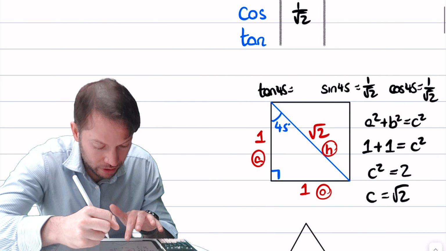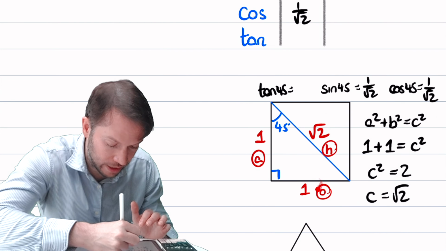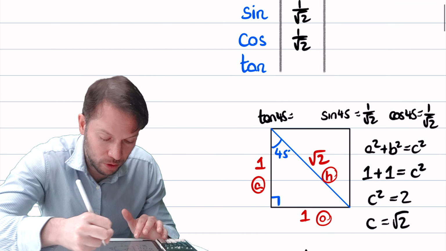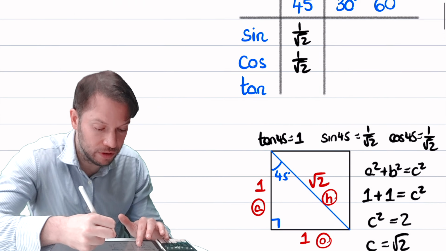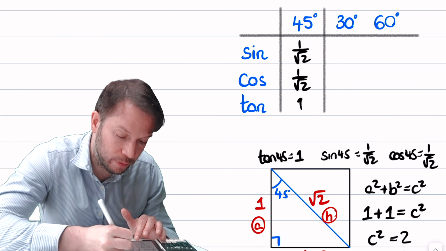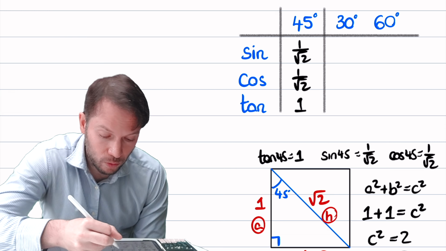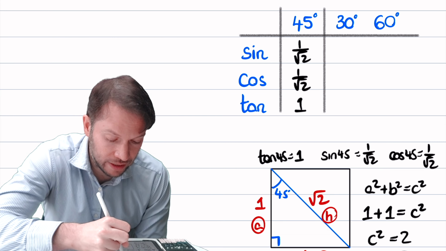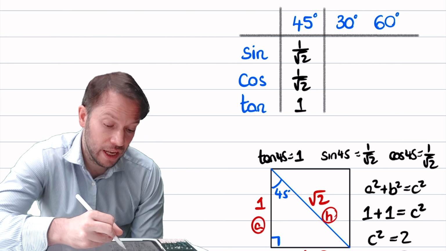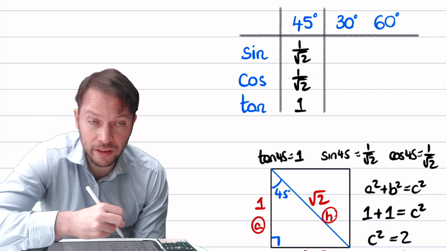So it's 1 over 1. That's this one here over this one here. 1 over 1 is just 1. So tan of 45 is 1. So we use a unit square and break it in half in order to work out what sine of 45, cos of 45 and tan of 45 is. But it might be worthwhile memorizing these values.